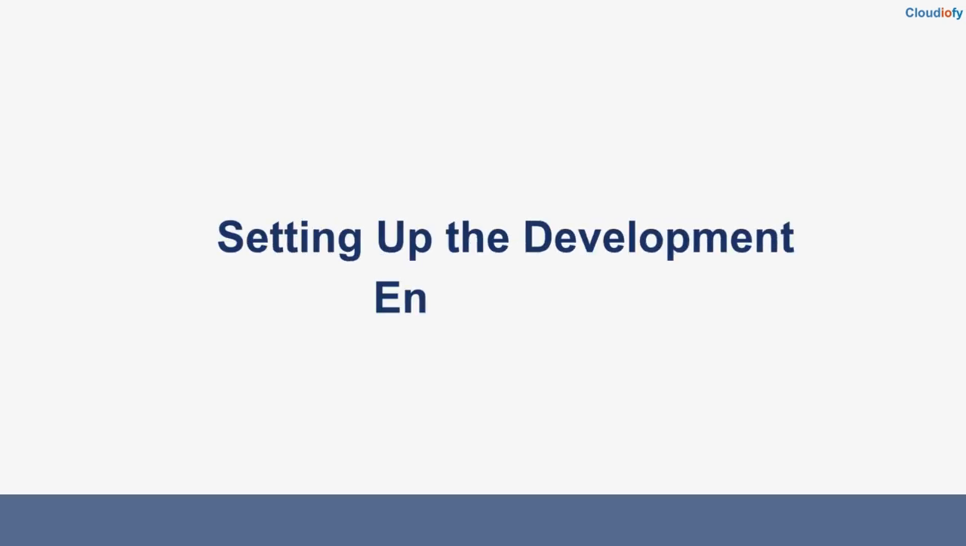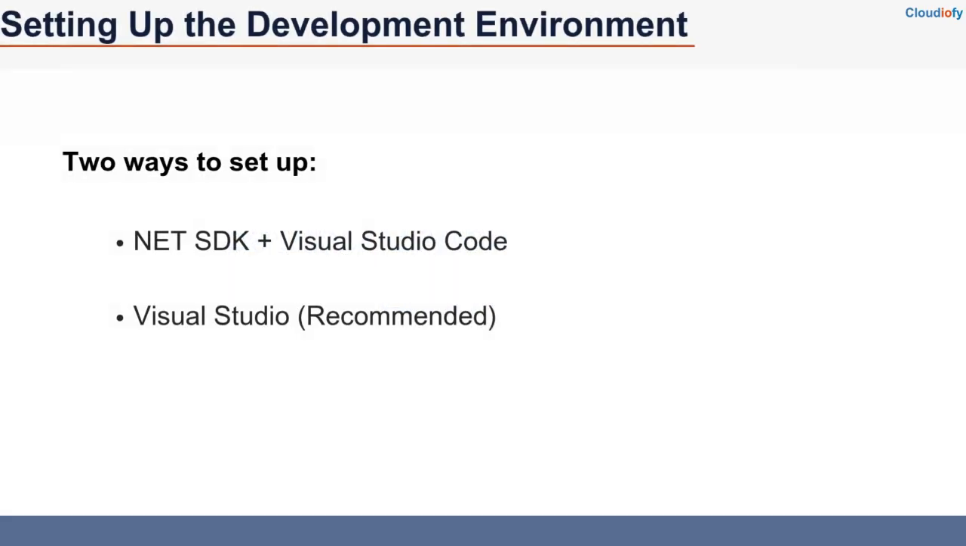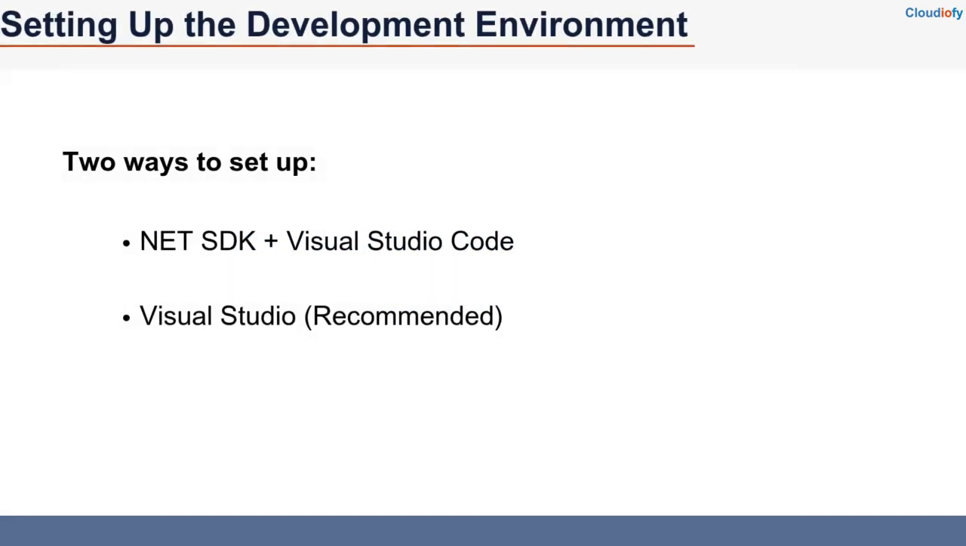Setting up the development environment. To write and run C# code, there are two ways to set up your development environment. You can either use the .NET SDK with Visual Studio Code, or you can use Visual Studio, which is the most popular and complete option. In this course, we'll move forward using Visual Studio only, because it makes learning and building apps much easier.